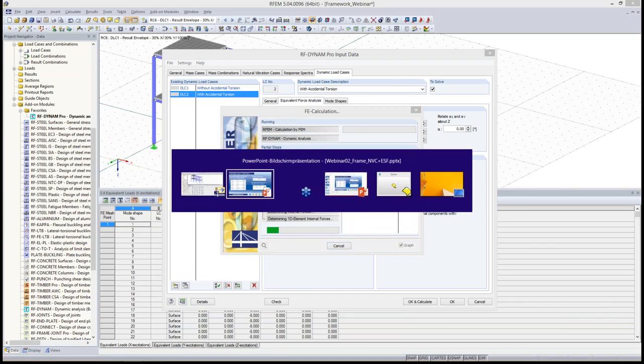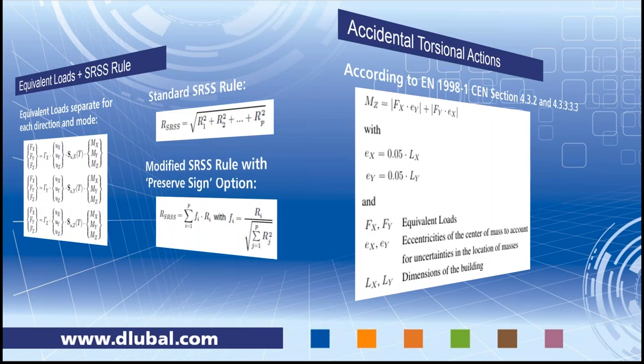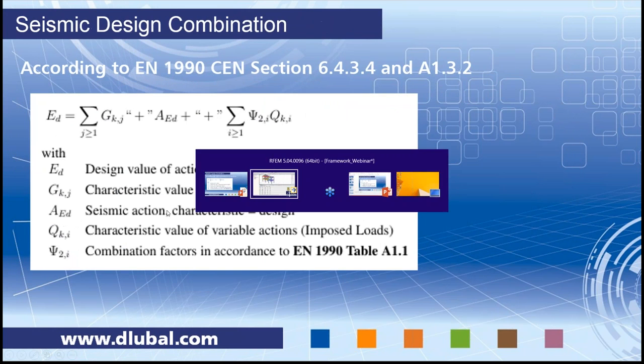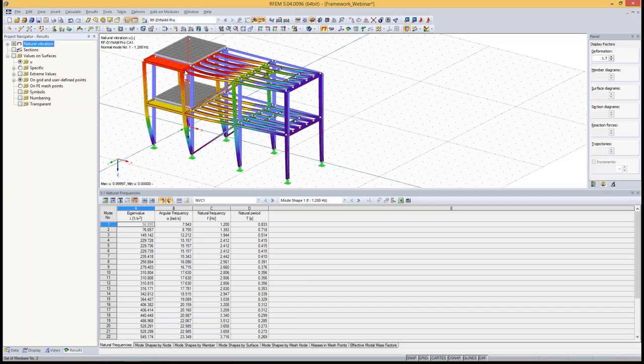In the meantime, I can show you how the torsional moments are actually calculated. So here you see the 5% of the length of the building in X and Y direction. So this is in accordance to Eurocode in the sections as I've written it down here. And the torsional moments are actually calculated with this formula. So using the equivalent loads, I showed you the formulas earlier. So this is the last one. We go back to RFEM. The calculation should be finished.